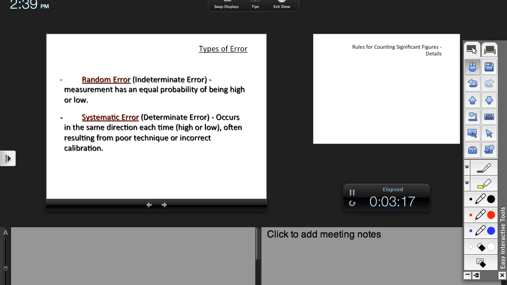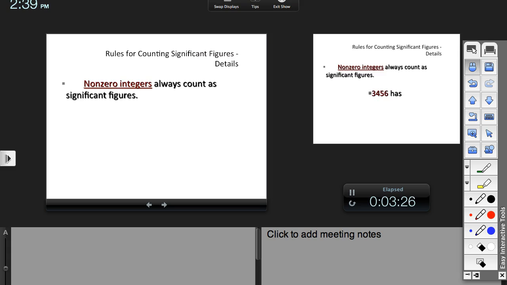Okay, and that usually comes from poor technique, like not looking at the meniscus at eye level, or from a poor instrument. So there are some rules for significant figures, and we did this yesterday. Any number, 1, 2, 3, 4, 5, 6, 7, 8, or 9, any integer, an integer is a counting number, right? Math class is fun. Those are always significant.